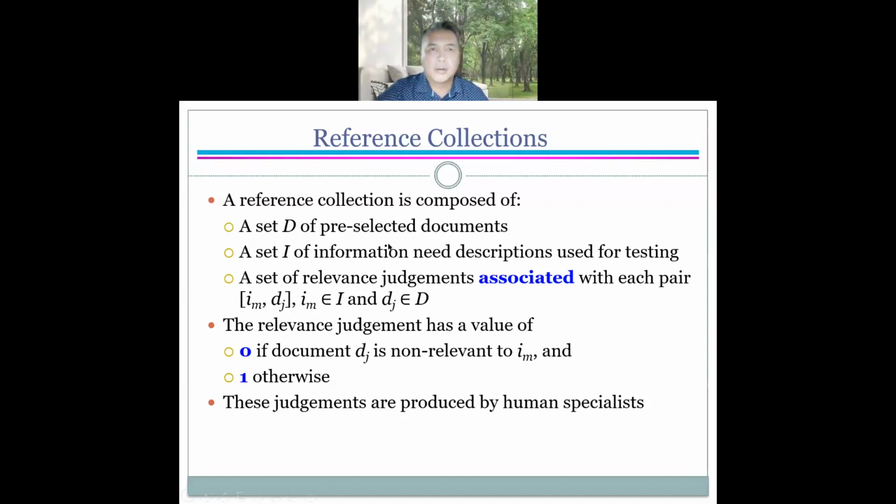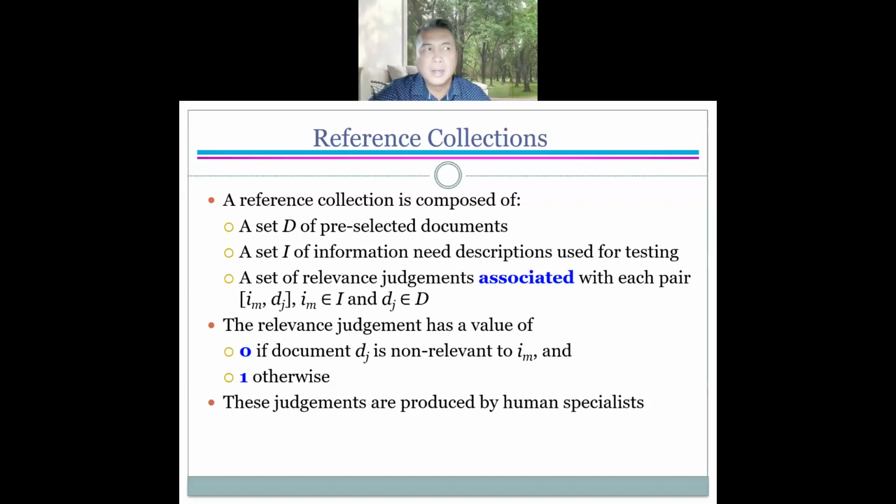Okay? So a reference collection is composed of a set D. This is your pre-selected documents. We also have a set I that refers to the information that is required to be tested. Okay, and we have a mapping function, or what we call a set of relevance judgments, that will associate the information with the documents.